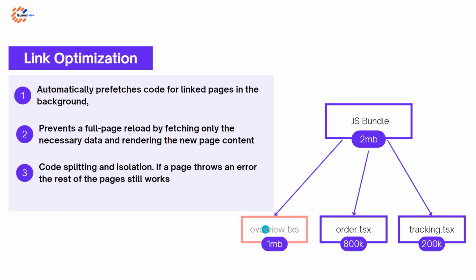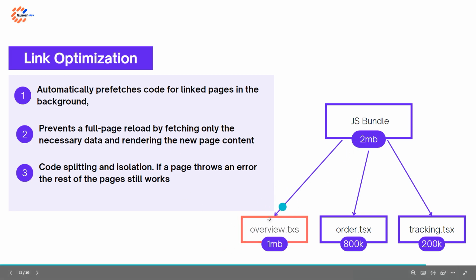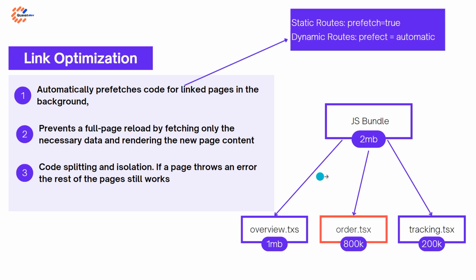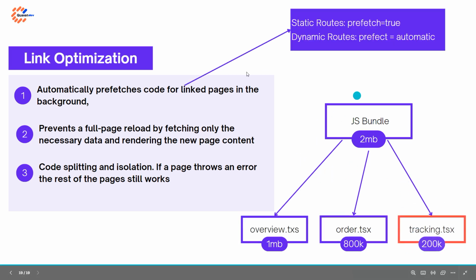So this has a very important performance benefit for us, because the load time for this component here is going to reduce. Instead of loading 2 megabytes, it's going to load only 1 megabyte here. And when you go to the other component, instead of loading 2 megabytes, it's going to load only 800 kilobytes here. You see that it is much less than loading 2 megabytes there. It's the same thing for tracking here.